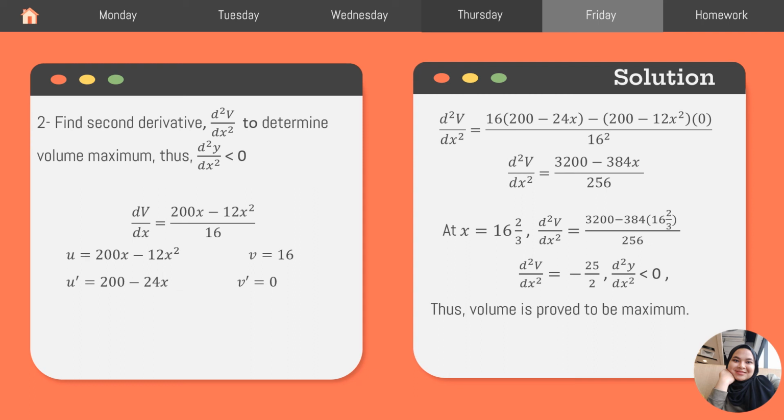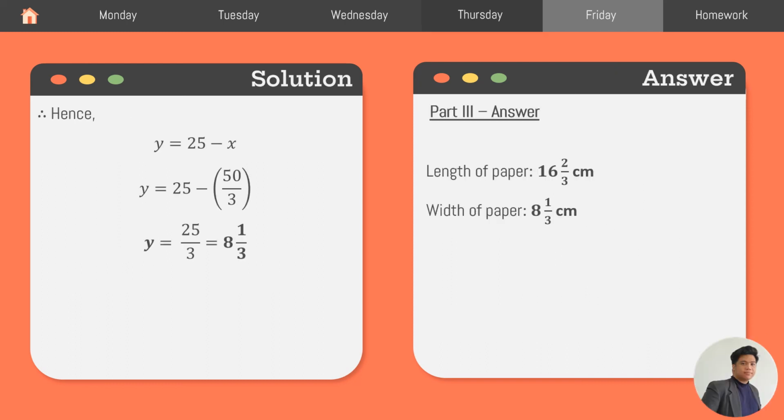To prove the volume is either maximum or minimum, the value of x, which is 16 2/3, is substituted into the second derivative. If the second derivative appears to be less than 0, then the volume is maximum and vice versa. In this case, the second derivative shows that it is less than 0, which means it is maximum. Thus, the volume of the cylinder is proved to be maximum.